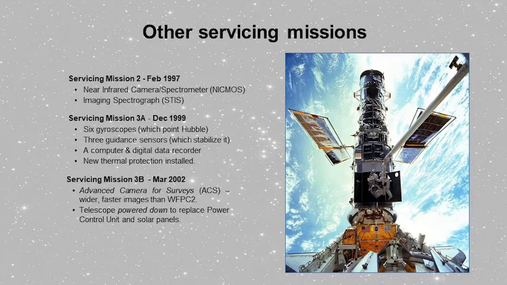This was the first time the telescope was actually turned off or powered down since launch. This was necessary in order to replace the power control unit and even the solar panels. Solar panels were now provided that gave more power with less size and more stability to the telescope, enabling it to point more accurately and in a much more stable configuration.